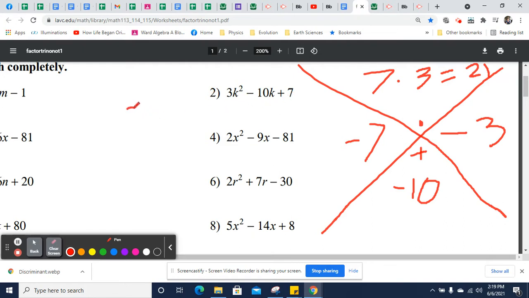Okay, so at this point I can rewrite this equation and apply a tool called factor by grouping. The whole reason I got the negative 7 and the negative 3 was to figure out what I could break negative 10k into. So I'm going to break it up into negative 7k and negative 3k. If you put those together, you get negative 10k. And then I'm adding 7, of course. So this is the same as what I've got here: 3k squared minus 7k minus 3k plus 7.